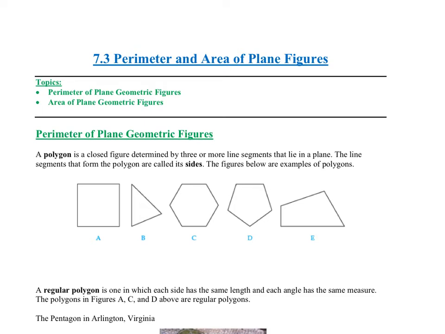Section 7.3 is on perimeter and area of plane figures. Hopefully this is a nice review for you. You probably learned this in elementary school as well as middle school. We're going to fly through this section because really all this section's about is how do you find perimeter, which is the outside length of a shape, and area, which is the inside space of a two-dimensional figure.